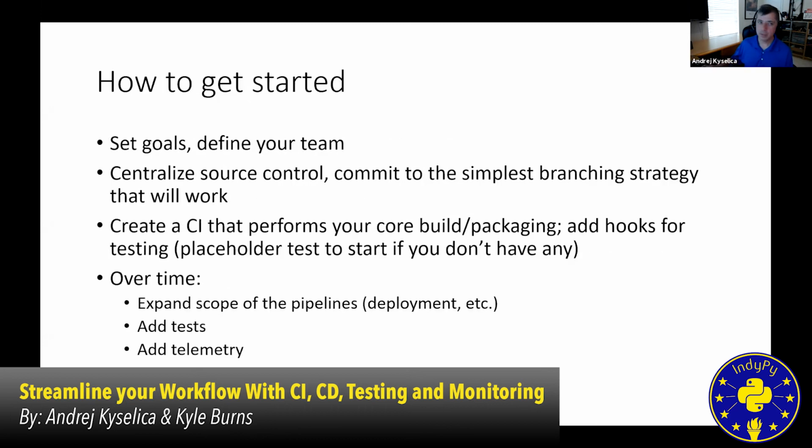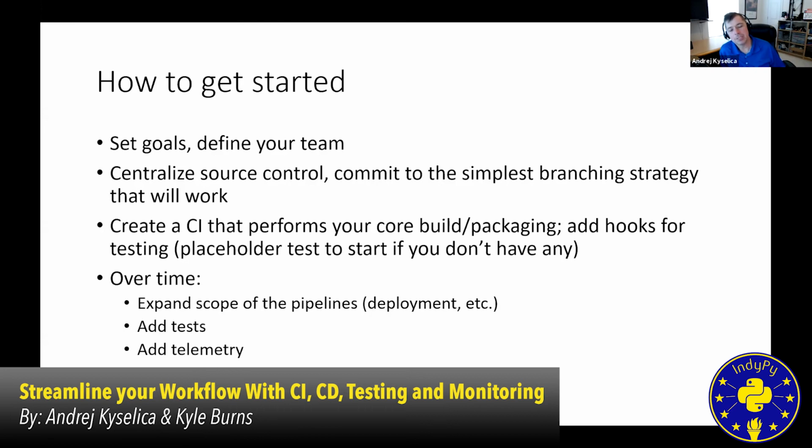So in summary, how to get started: set goals, define your team. Think about the team structure I talked about, and try to align around features instead of silos. Source control is the critical starting point. If you don't already have good hygiene around source control and a centralized version of the truth, start there. You're going to get great benefits out of that, outside of everything else that I showed today.